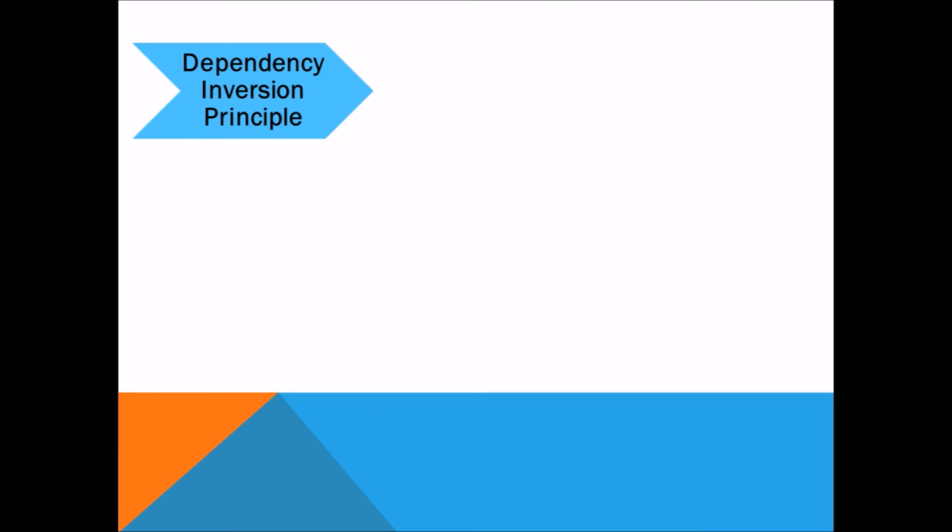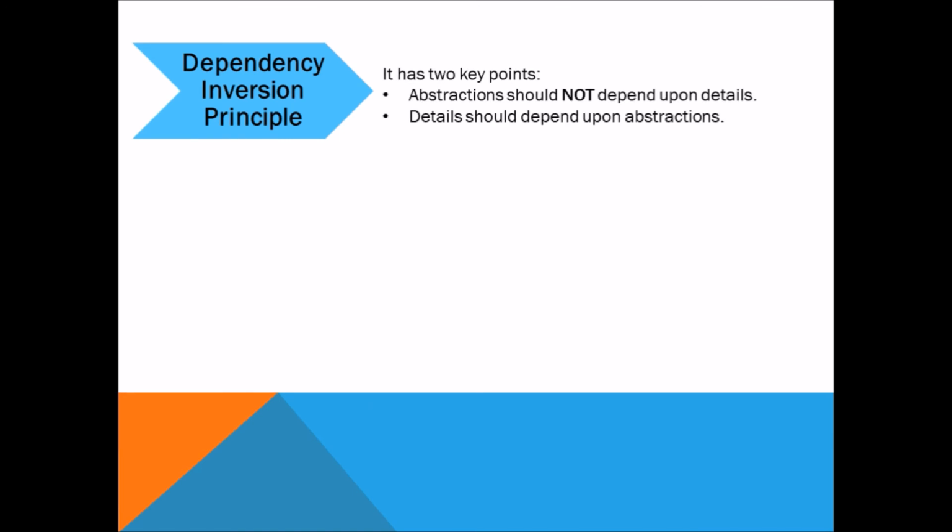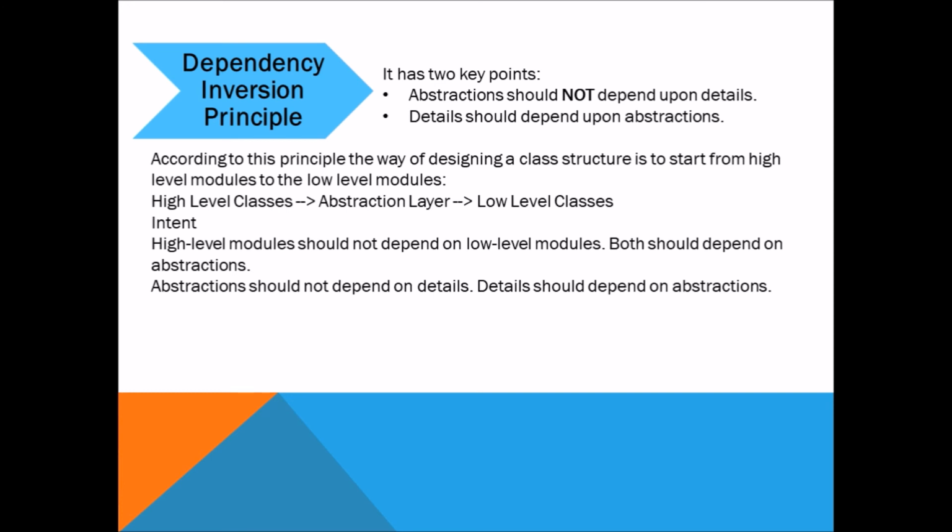Last is the Dependency Inversion Principle. It has two key points. Abstraction should not depend upon details, and details should depend upon abstraction. According to this principle, the way of designing a class structure is to start from higher level modules to the lower level modules: higher level classes, then abstraction layer, then lower level classes. Intent: higher level modules should not depend on lower level modules. Both should depend on abstraction. Abstractions should not depend on details. Details should depend on abstraction.